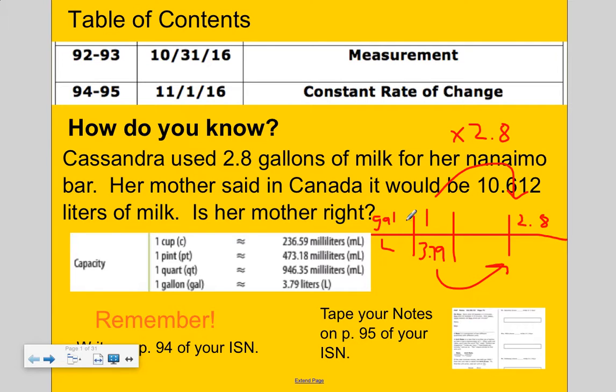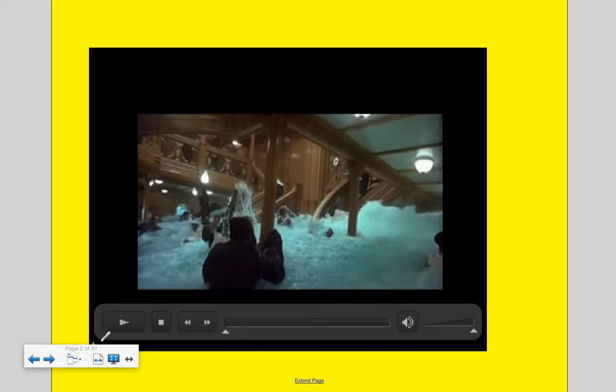However, some of you may prefer multiplying within. How do you turn 1 gallon to 3 and 79/100? You multiply by 3 and 79/100. So 2 and 8/10 times 3 and 79/100 would be 10 and 612 thousandths. So let's watch our video.